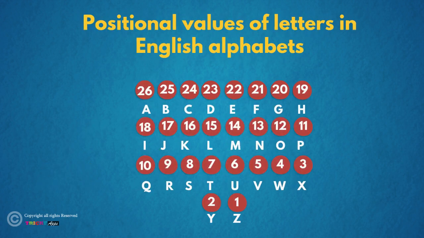If the numbering starts from the right end, it is known as backward numbering. Here, positional value of A is 26, B is 25, C is 24, D is 23 and so on, up to Z is 1. To solve the problems on it, we have to remember these positional values of alphabets.